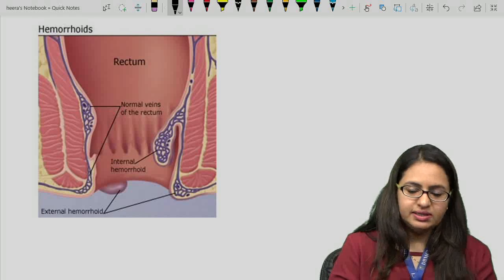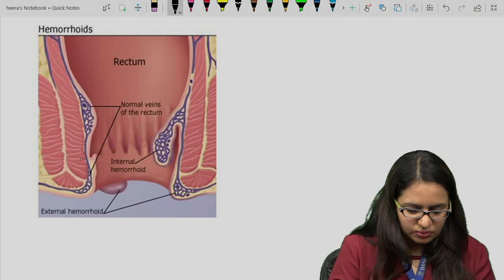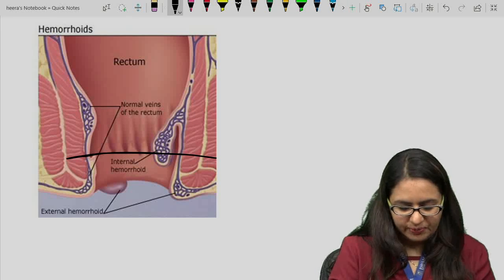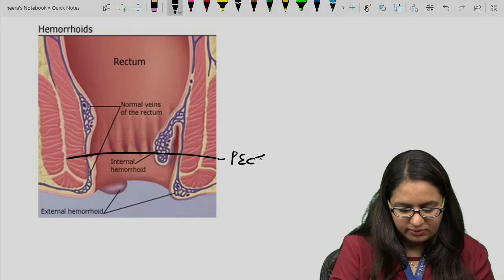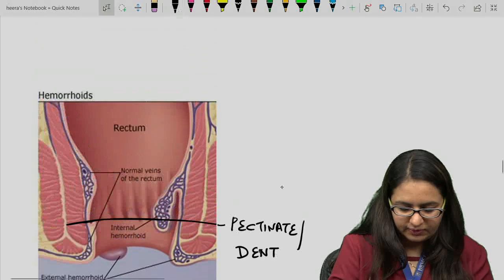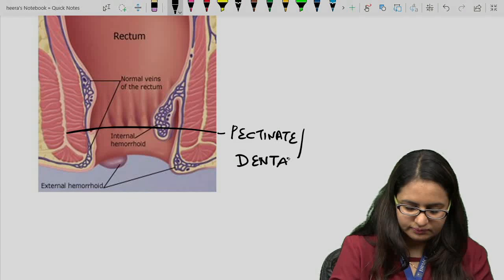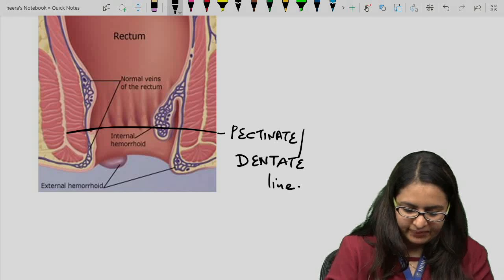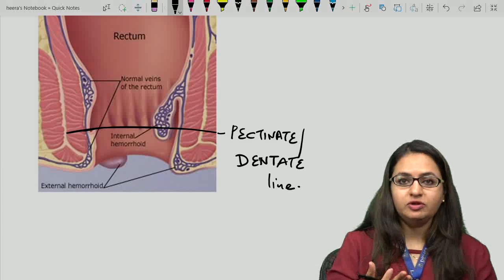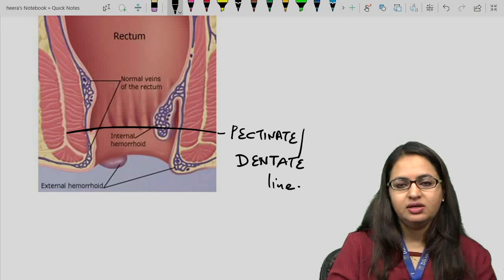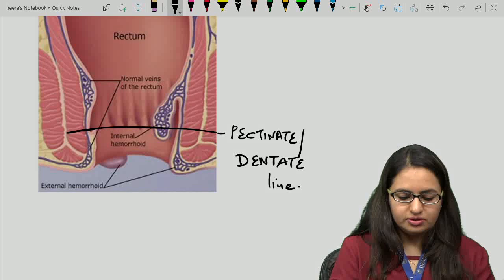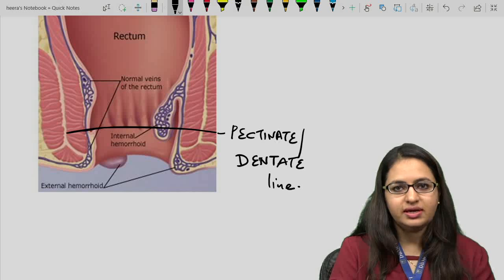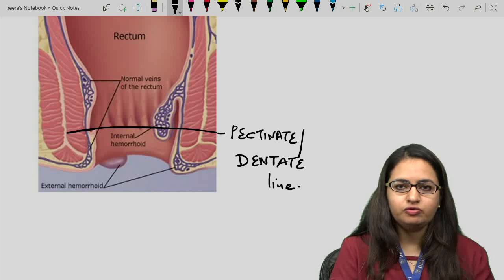Now the anal canal is divided into two major portions with the help of a line termed the pectinate line. The pectinate line is passing over here, the pectinate or the dentate line. The portions of the anal canal above and below the pectinate line are completely different in terms of their nerve supply, as well as their arterial, venous and lymphatic supply, because embryologically they are developed from different structures.